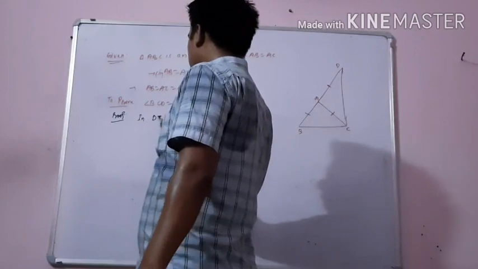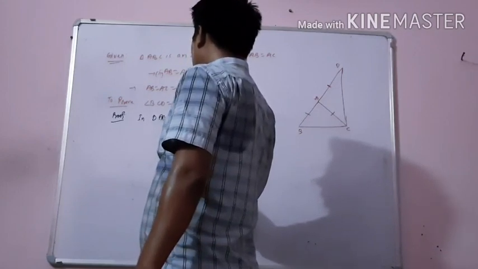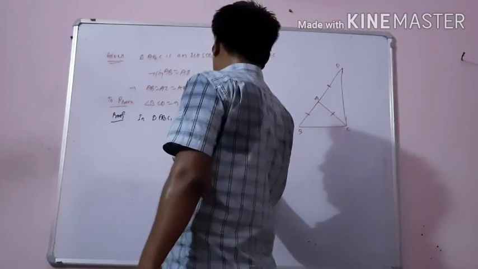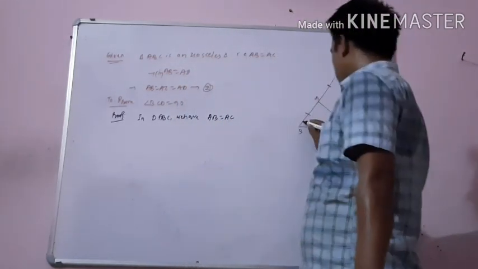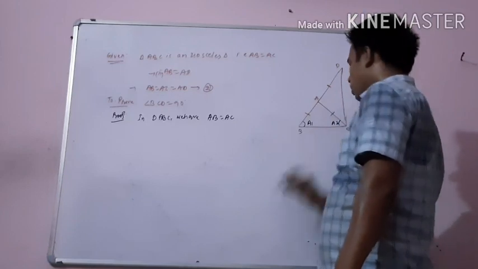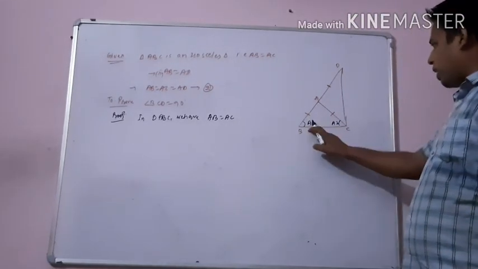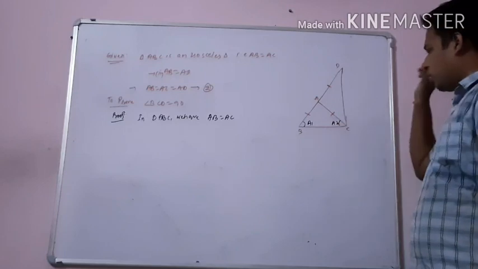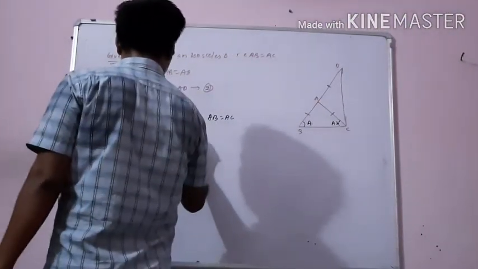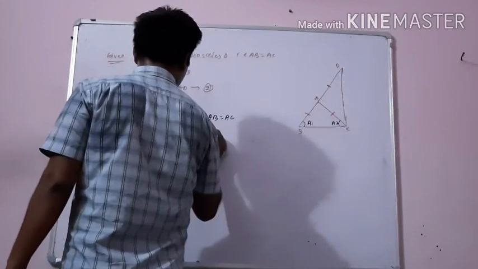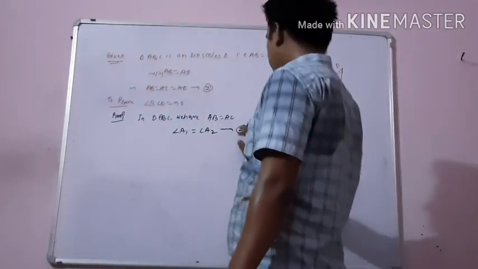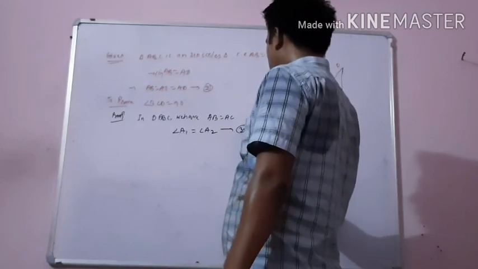In triangle ABC, we have AB equals AC, meaning angle A1 equals angle A2. What we will have? A1 equals A2. This is point number 3.